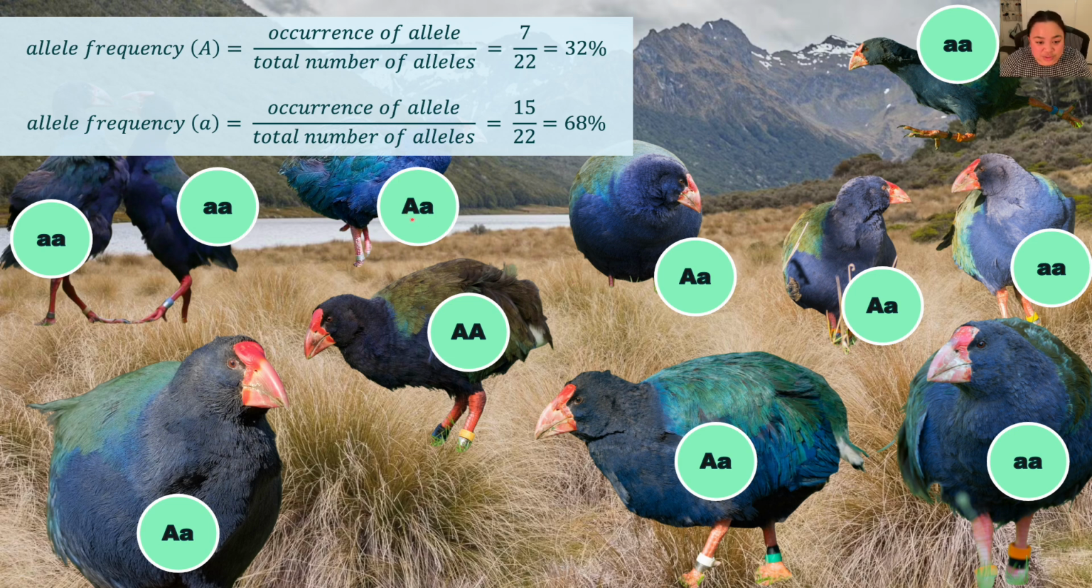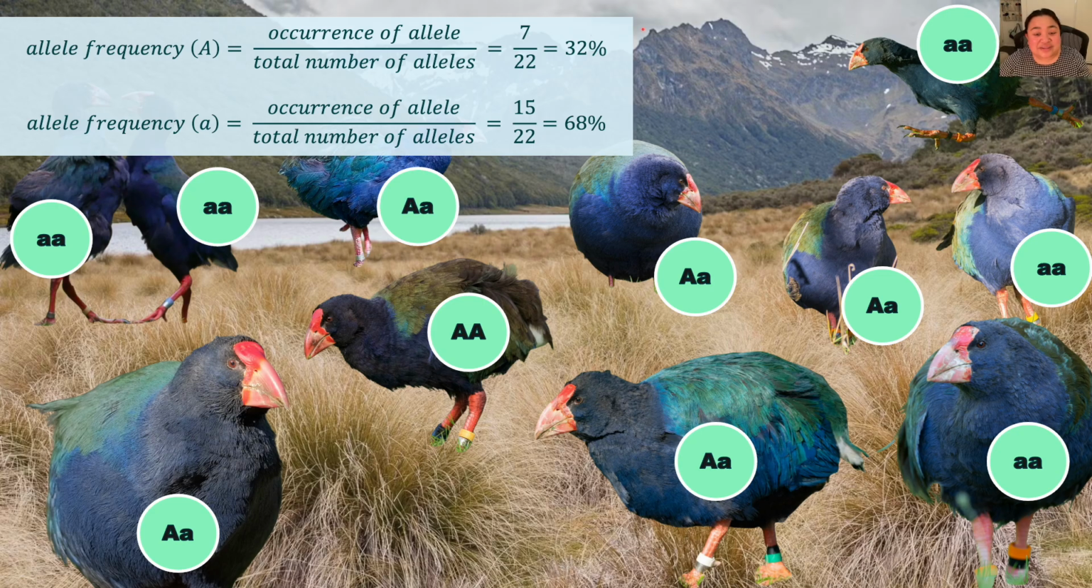1, 2, 3, 4, 5, 6, 7. And we need to divide that by the total number of alleles, which is 22. We know that because there's 11 individuals. So 7 divided by 22 is 0.32, multiplied by 100 to turn it into a percentage, and that's 32%.